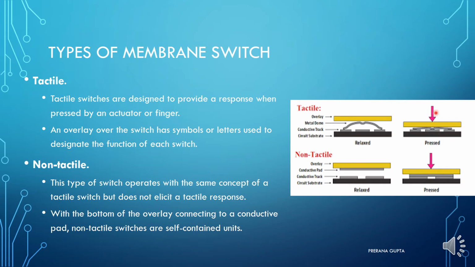So when key is pressed, the dome point will be touched to this PCB contact, and the circuit is shorted and the key is finally pressed and information will be sent to keyboard controller. While in non-tactile, simply conductive pad will touch these two conductive tracks, and finally circuit is shorted and the information is sent to the keyboard controller.